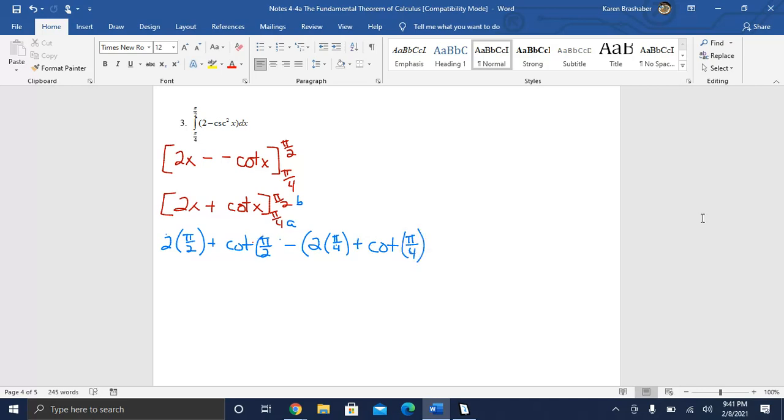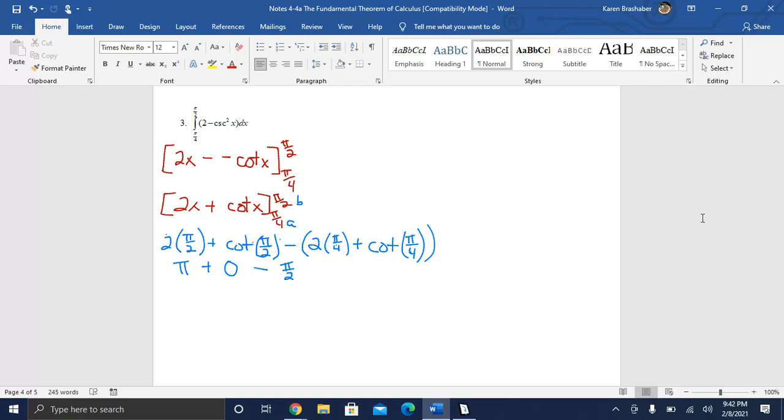I'll use some parentheses there. And so 2 times pi over 2, that would give me pi, plus the cotangent of pi over 2. Pi over 2 is at your 90-degree angle. The cotangent would be the x over the y, and that's going to be 0. And then minus, we'll have 2 times pi over 4. That would be pi over 2.